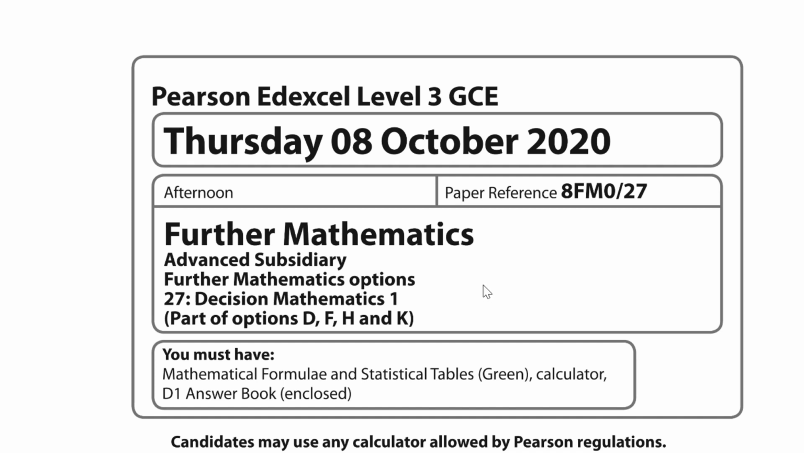Hi guys, this is the EdExcel AS Level Further Maths paper covering the Decision Maths 1 module, and it's from the October 2020 series.